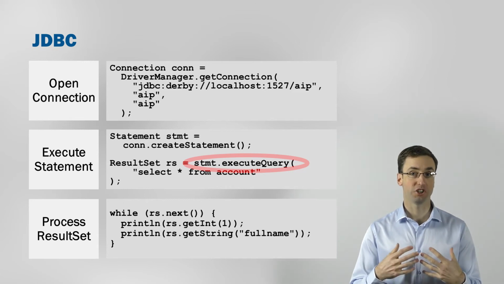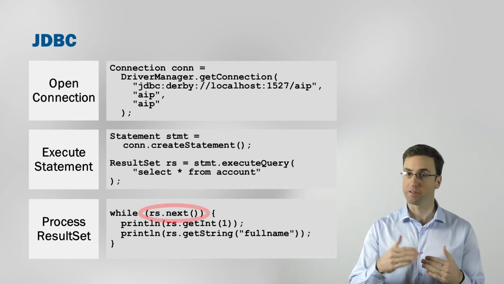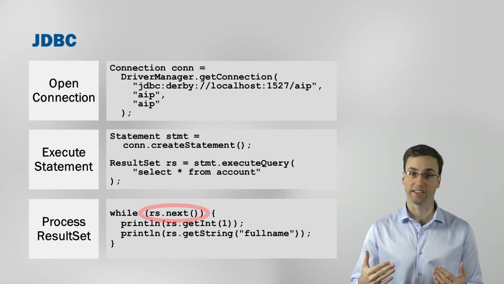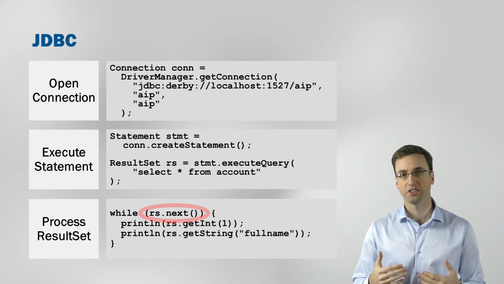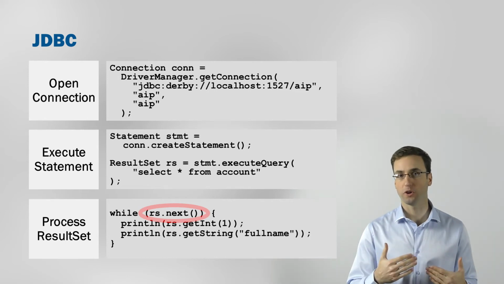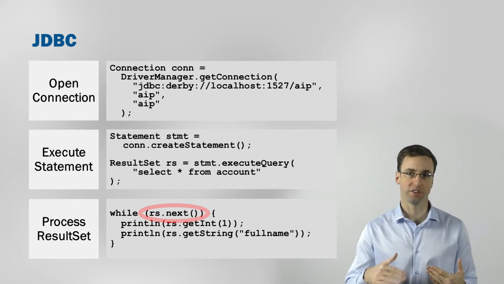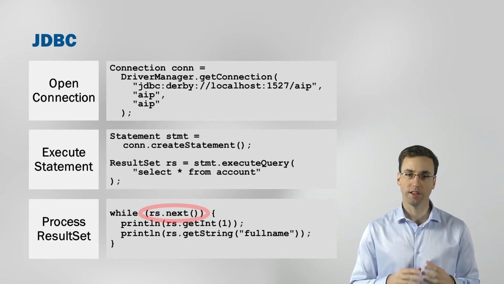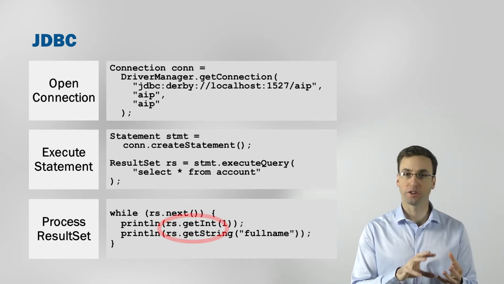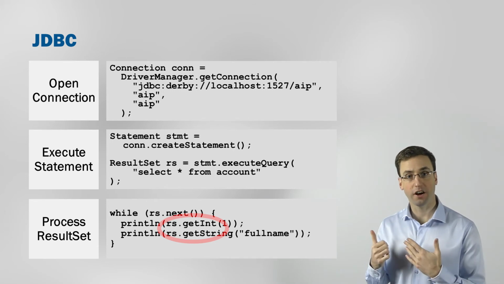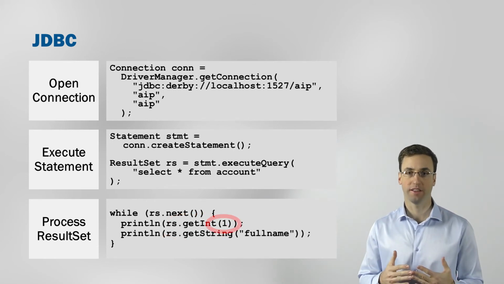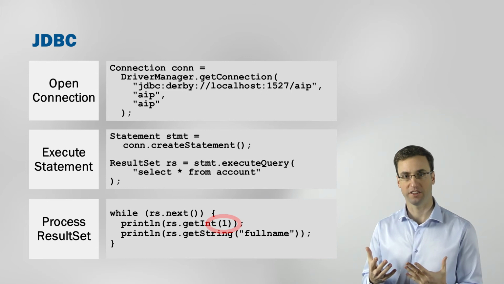Finally, the query produces a result set. You can move from row to row of the result set by calling next. Next returns true if there is a next row, so this means that if you call next in a while loop, it will loop over all the rows of the result set. And for each row, you can call getters to get the columns from the result. Here, I'm first retrieving a column by number. This gets the first column from the result.